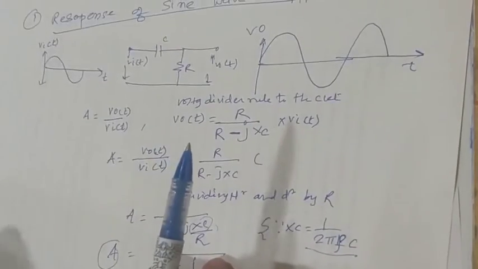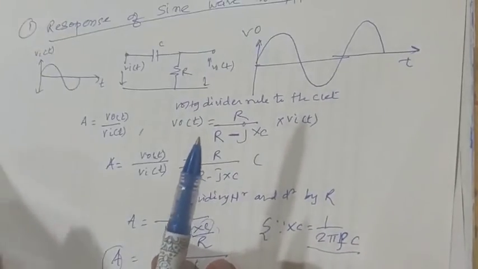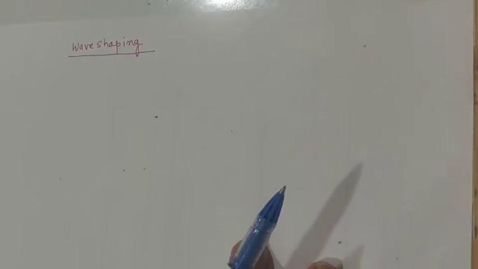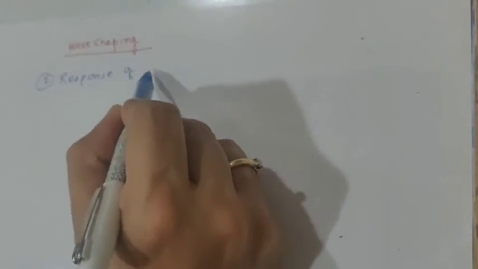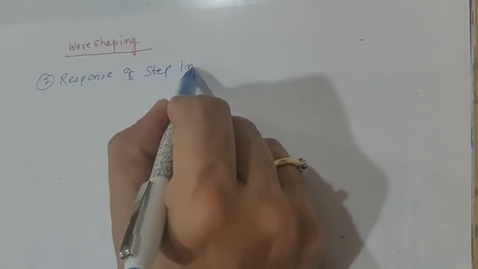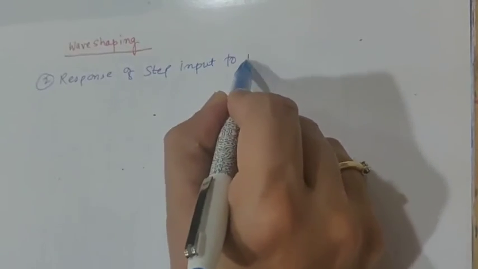Okay, now let us apply the second input to it. The second input is the step input. So let us apply the step input now. Okay, so I will take it second: a response of step input to high pass circuit.